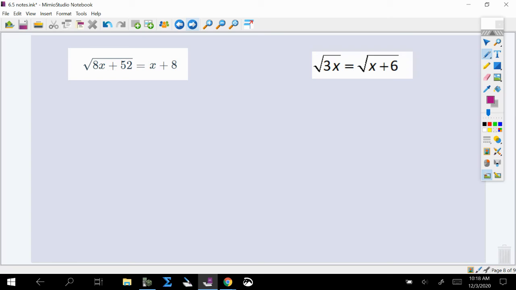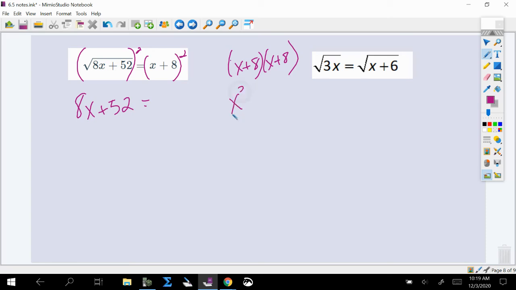This next one is already isolated. This one I took straight from Delta Math because I wanted you to see how they set this up. So we can immediately go to the squaring process to square both sides. So we have 8x plus 52. This side I have to do x plus 8 times another x plus 8, which is going to give me x squared plus 8x plus another 8x plus 64. So when I combine like terms, I'm going to get x squared plus 16x plus 64.